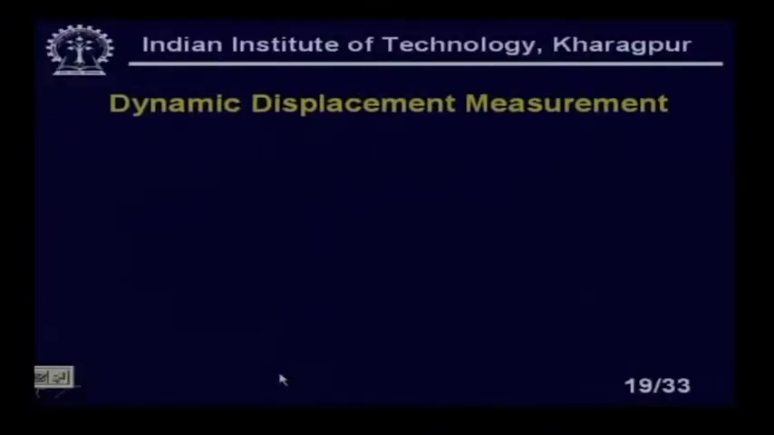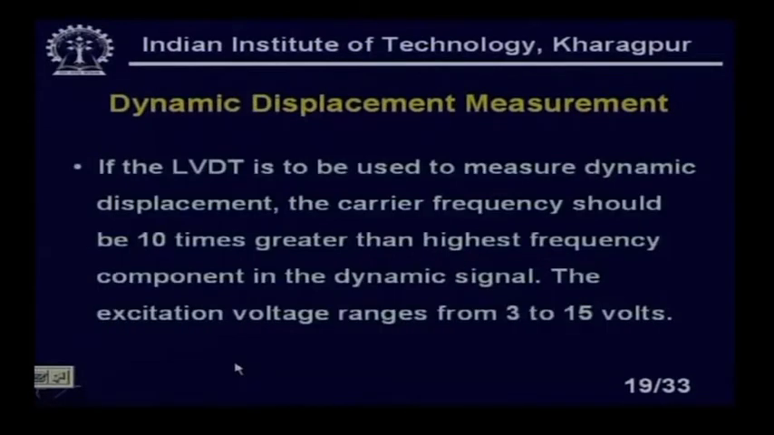Now, see the dynamic displacement measurements. If the LVDT is to be used to measure dynamic displacement, the carrier frequency should be 10 times greater than the highest frequency component in the dynamic signal. We will show the phase sensitive demodulation output after a few slides. The excitation voltage ranges from 3 to 15 volts, right, because in some situations I may need to make dynamic measurements.